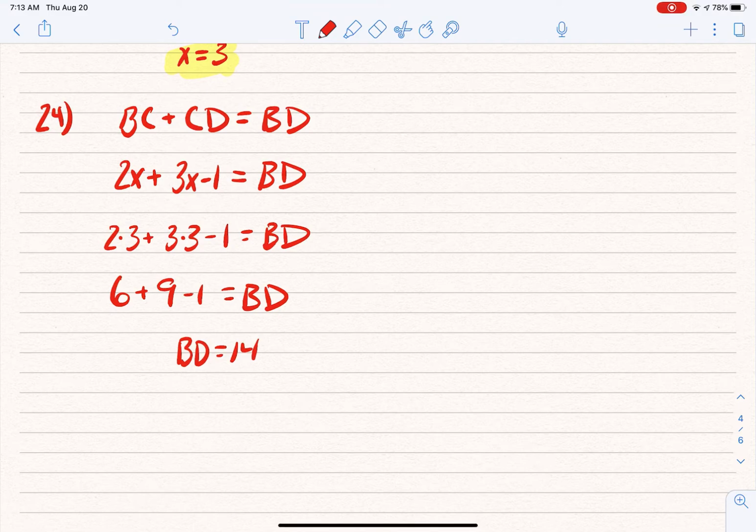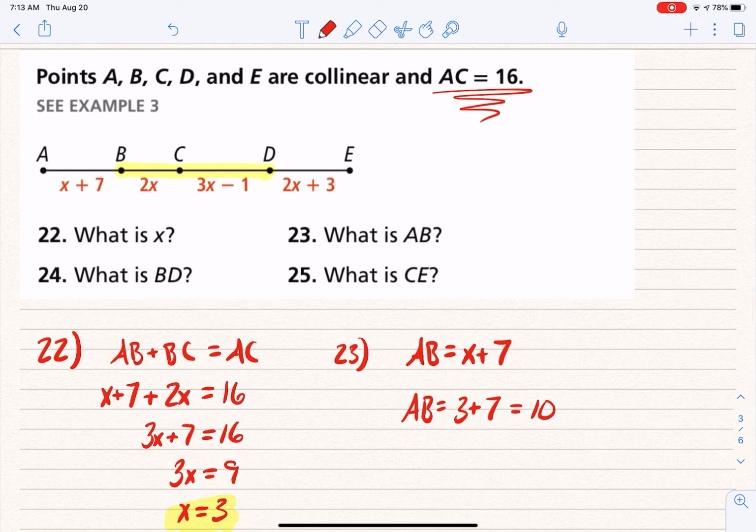Man, you look and you go, all that work for just something so simple, it shows me that you know what you're talking about. So let's take a look at number 25. Okay, go back up here. 25 says, what's the length of CE?